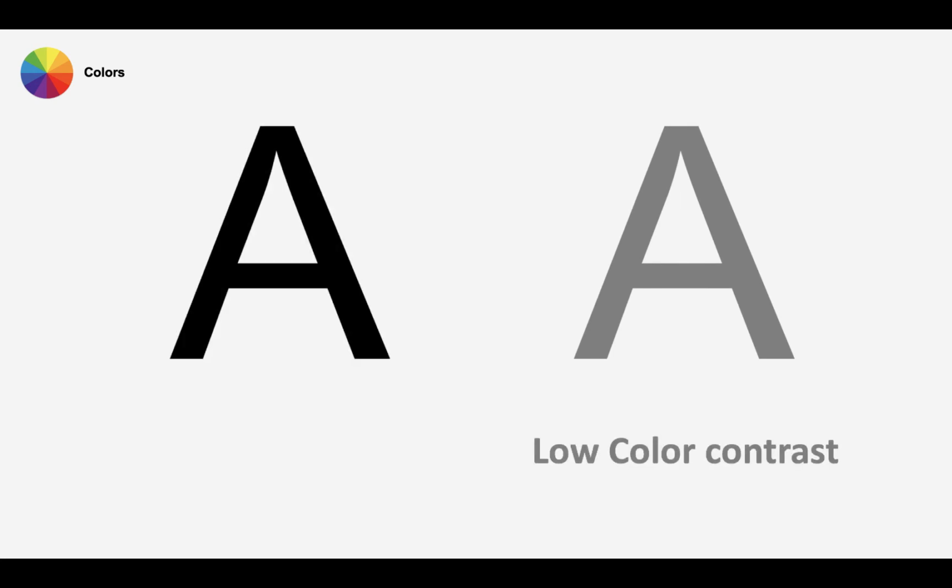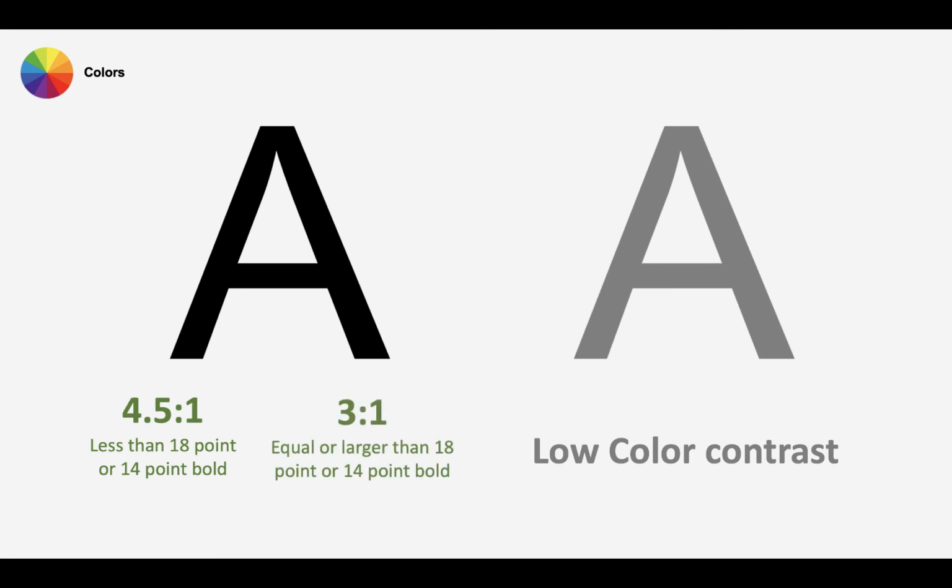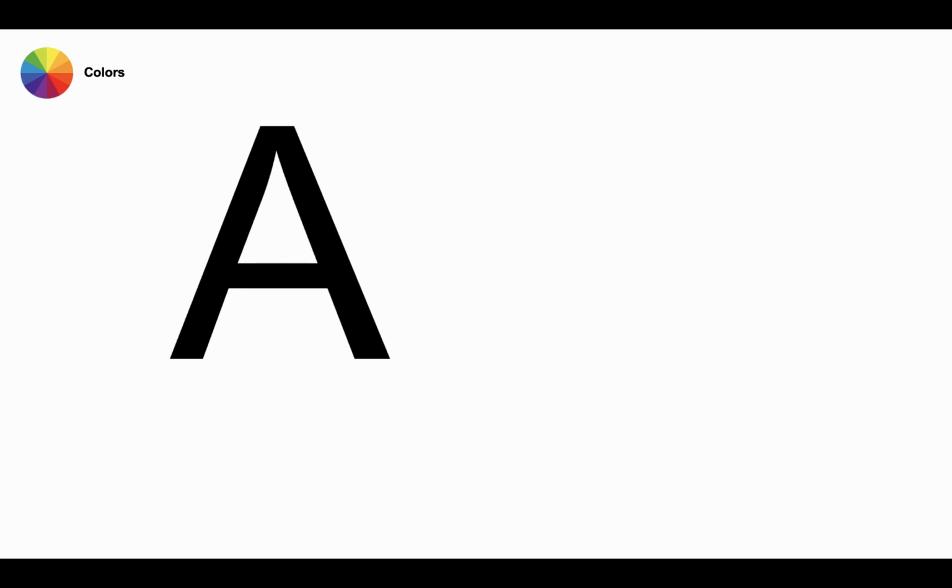Rather than using low contrast between text and background, keep color contrast between text and background at least 4.5:1 if text is less than 18 point size or 14 point bold, or at least 3:1 if text is at least 18 point size or 14 point bold. Typically, the color contrast between black text and white background is 21:1.